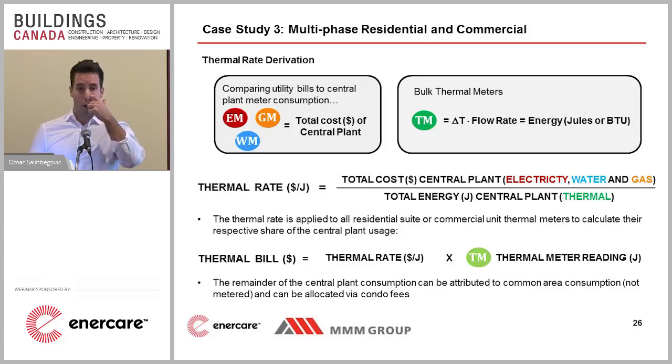Okay? If you are thermal metering every single entity within the building, you'll recoup the entire cost of your central plant. If you're only metering certain tenants or certain entities within the building, you're going to have a leftover amount in the central plant cost that you can then allocate through your condo fees or hotel management fees, whatever it is. Okay, so that's sort of thermal metering and thermal rate derivation in a nutshell.